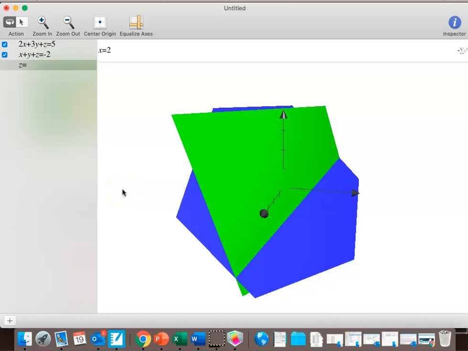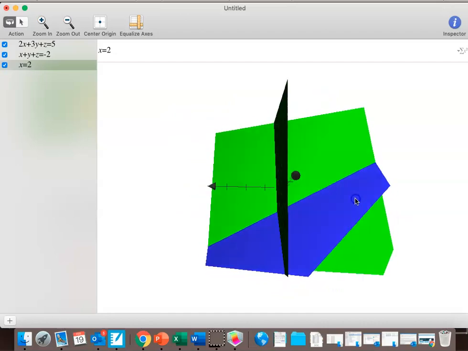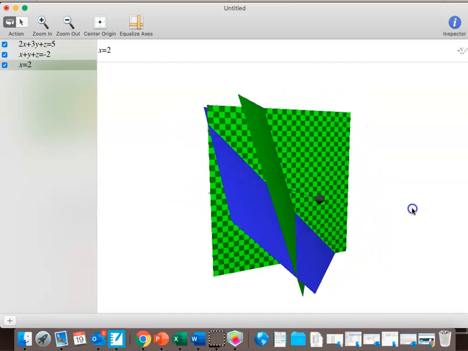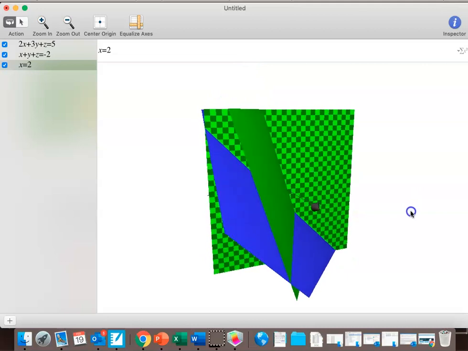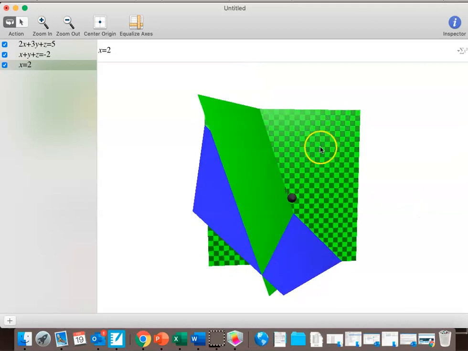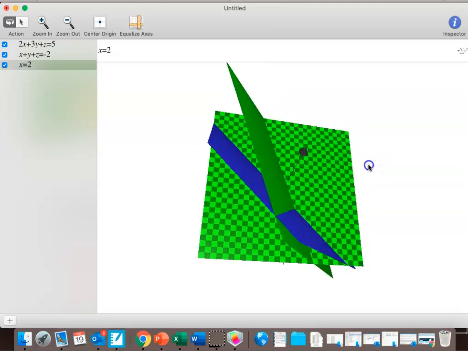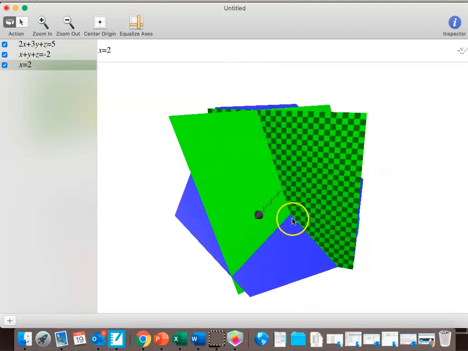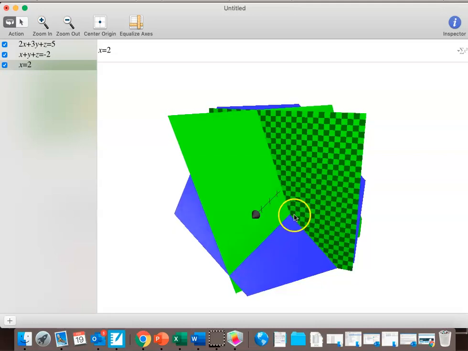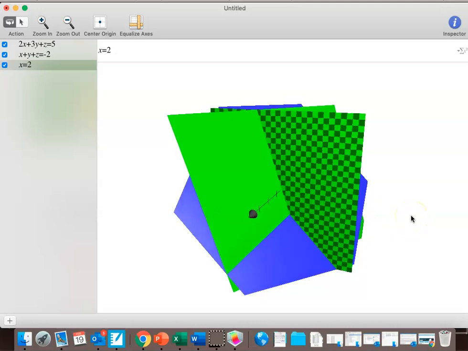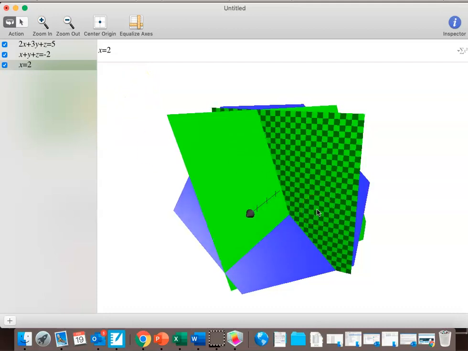Now, if we add a third plane onto this, for example, suppose I just graphed x equals 2. So now I have 3 planes. Any 2 planes intersect in a line, but all 3 of them together intersect at what? A point. It's just a point, this point right here. So when you have 3 planes that intersect at just a point, that point is the solution of your system of 3 equations, right?